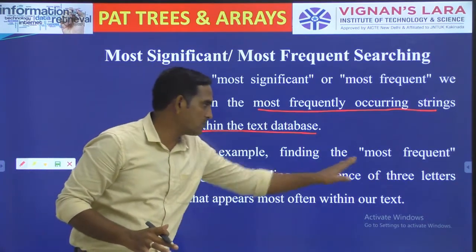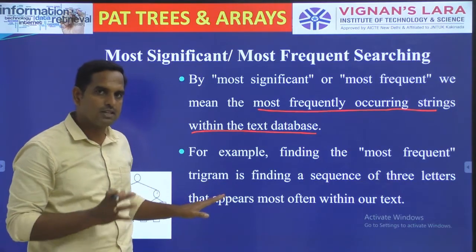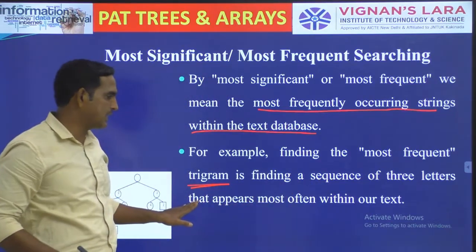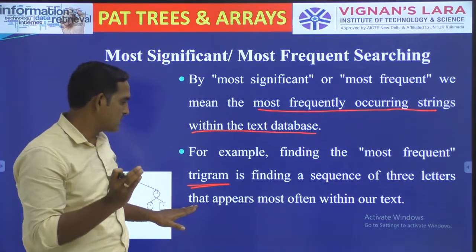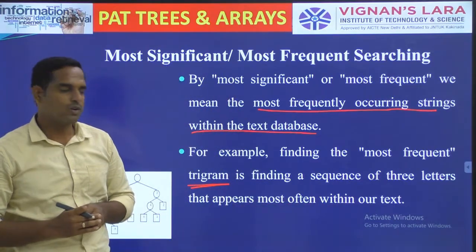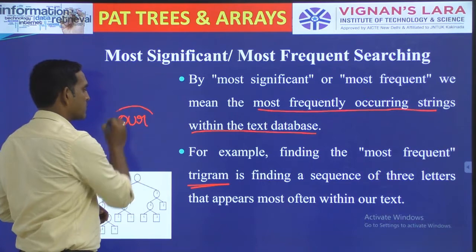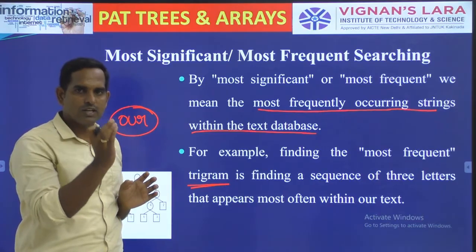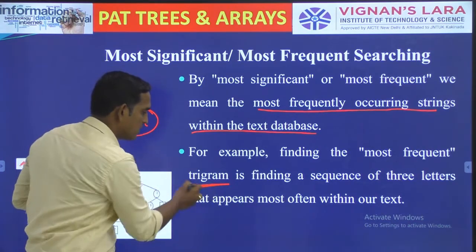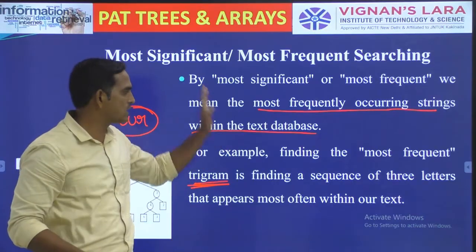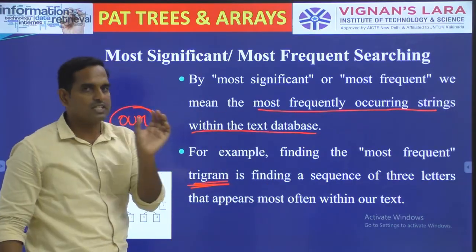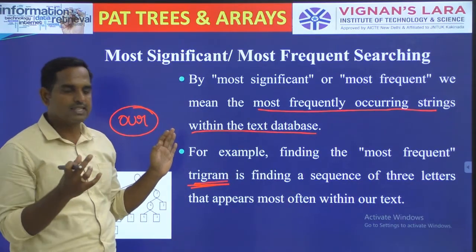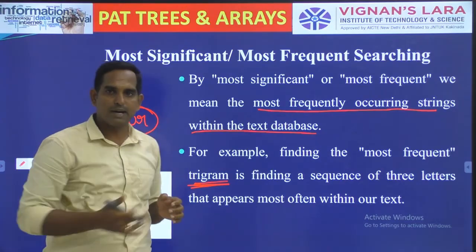For example, finding the most frequent trigram. A trigram is a sequence of 3 letters, that is, you are trying to search 3 letters that appear most within our text. So if I am having a word like hour, how many times is hour repeated in this particular text? Or what is the trigram which is repeated the most number of times in the complete text? That is, which is the word with 3 letters which is present most number of times in the particular text. That we will be calling a trigram. So that is how to find it out in the patterns.